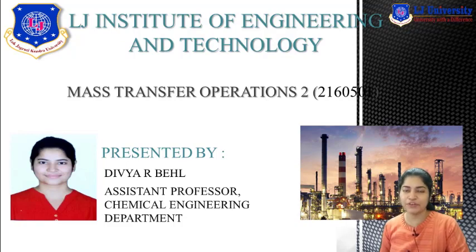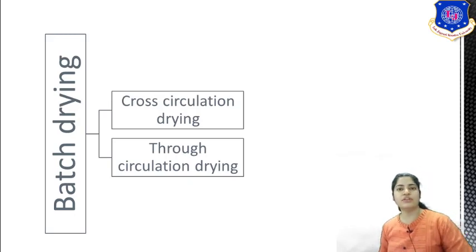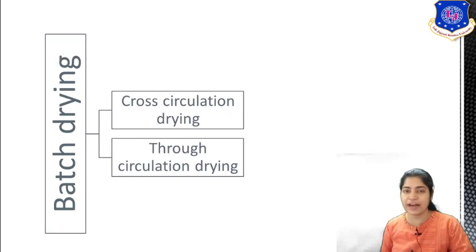The subject that we are going to continue is Mass Transfer Operations 2. So, moving forward, let's get back to the drying chapter. Now in this lecture we will study the mechanism of batch drying. We studied the types of dryer by mode of operation. They were batch and continuous dryers, right? So now we will study the mechanism of such drying.